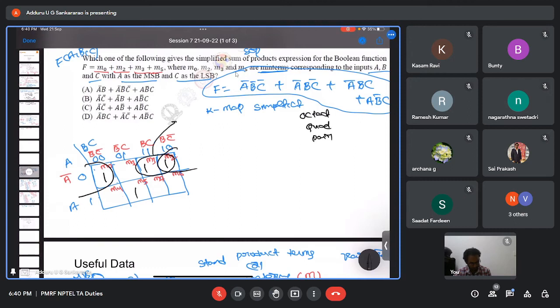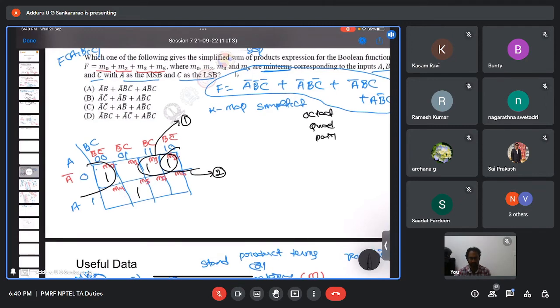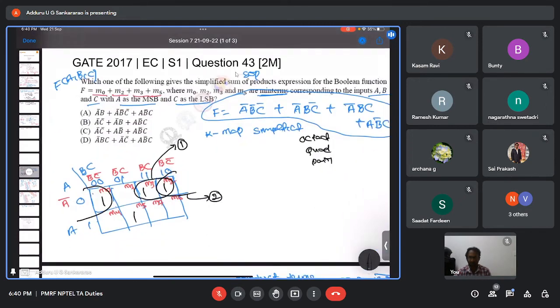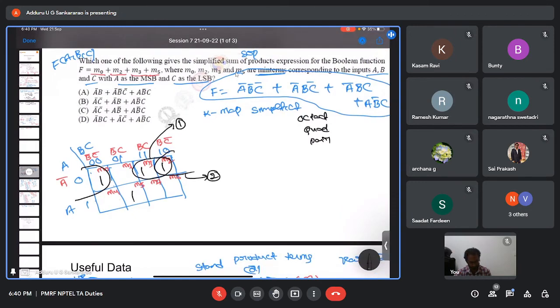So this is one prime implicant. This is another pair, another prime implicant. I'm assuming that you know K-maps well, that's why I'm not touching all the details. And this one we cannot group with anyone, so we will take this as it is.